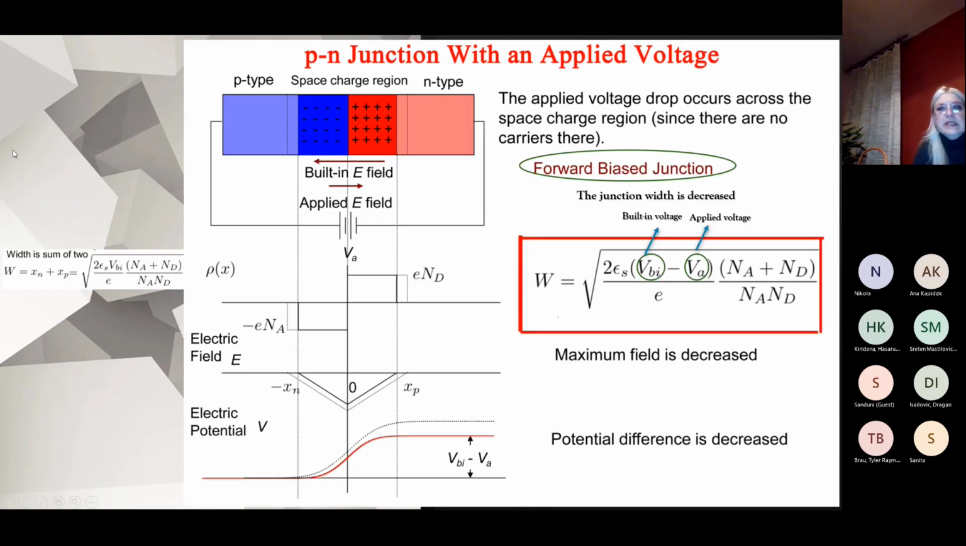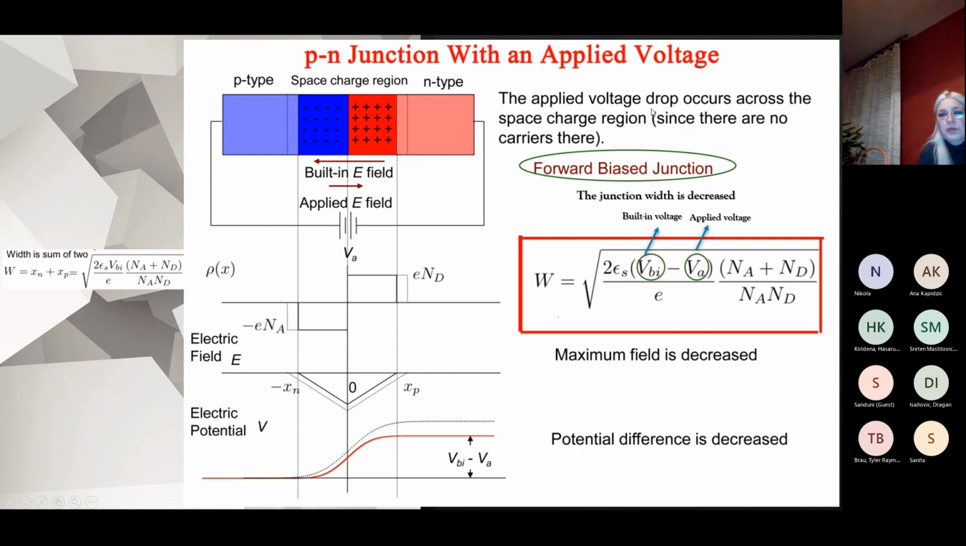And now we're going to see what is happening if we apply a voltage here. So basically, here we have a voltage, and now the applied electric field is going from the p-type, coming across this space charge region, and to the n-type. This direction of the current, from the P-type to the N-type region, we call a forward bias junction.